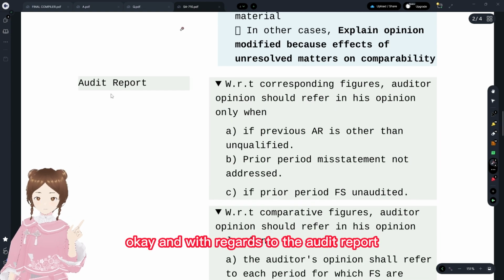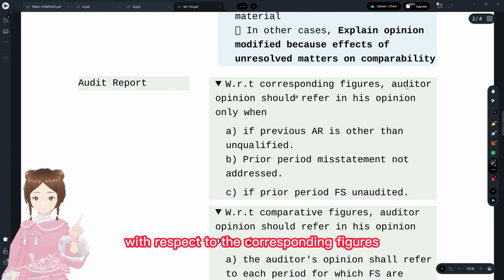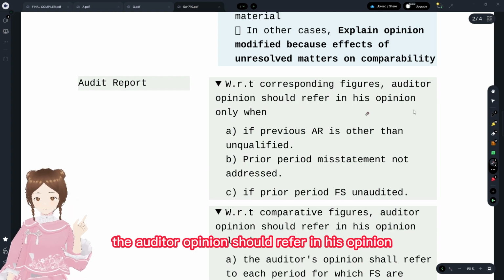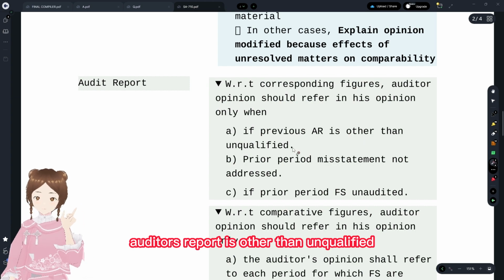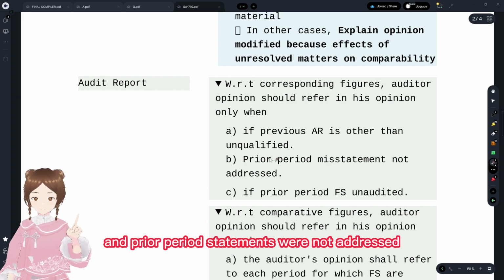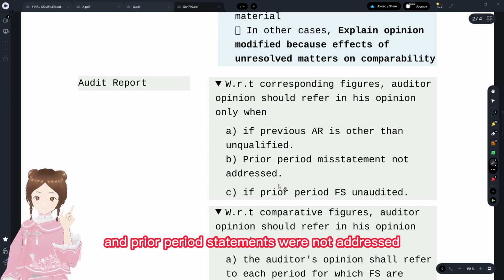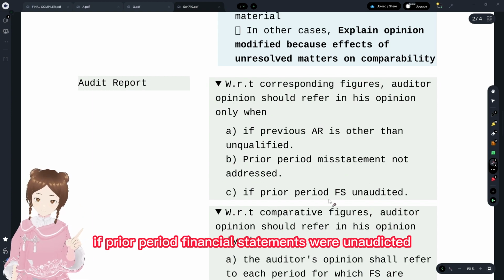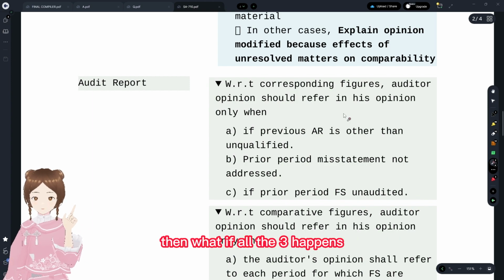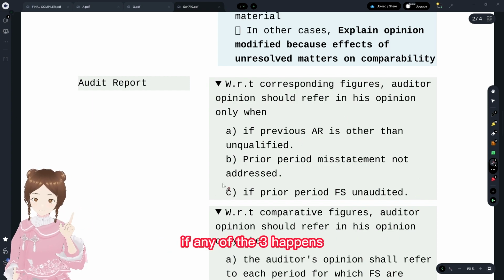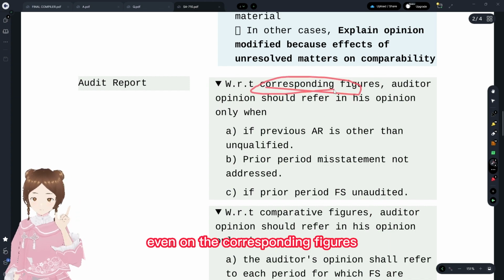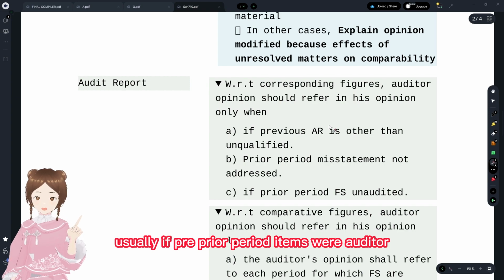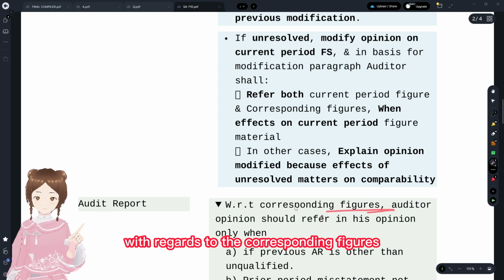Okay. And with regards to the audit report, with respect to the corresponding figures, the auditor should refer in his opinion only when the previous year auditor's report is other than unqualified, that is, it was qualified, or prior period statements were not addressed, or prior period financial statements were unaudited. If any of the three happens, what he has to do? He also has to give an opinion on the corresponding figures. Usually, if prior period items were audited, he need not give an opinion with regards to the corresponding figures.